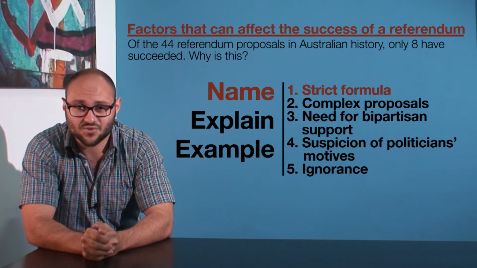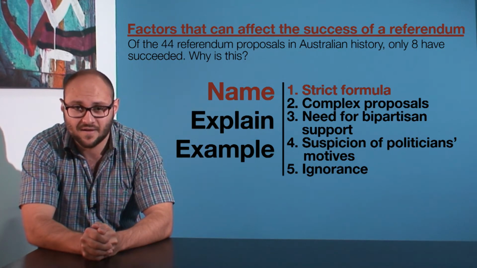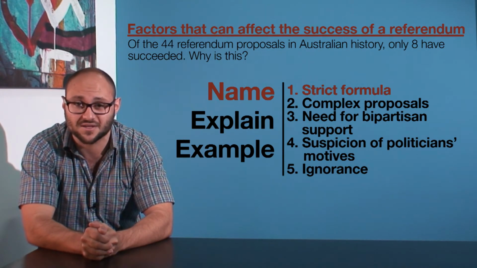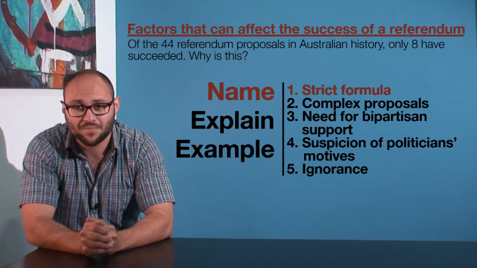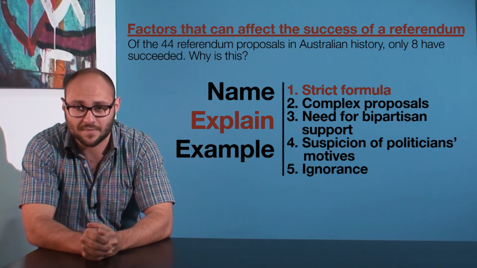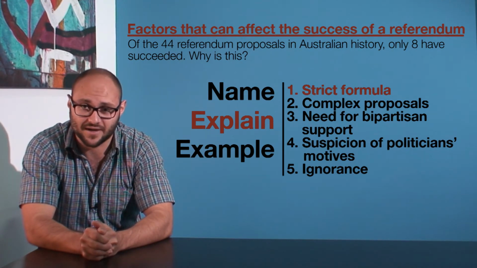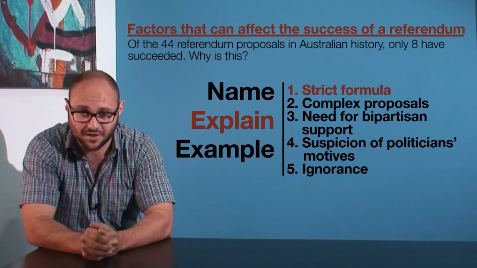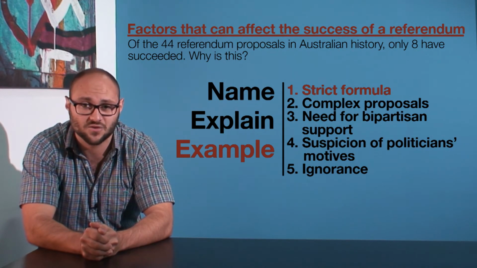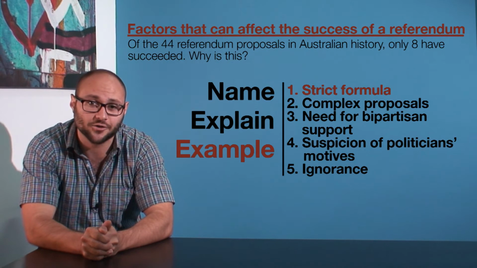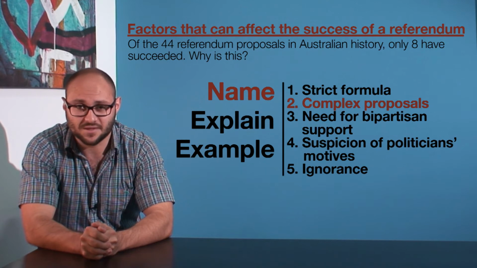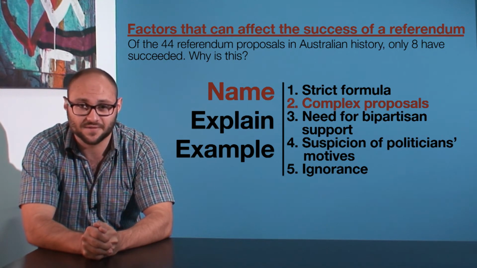Our first reason is the strict formula needed for a referendum to pass. The double majority provision helps to explain why only 8 out of the 44 referendum proposals in Australia's history have actually passed. Double majority means that a majority of voters in a majority of states, as well as the majority of people overall, need to vote yes in a referendum before it will pass. It's a really high threshold. The 1977 simultaneous elections referendum was approved by 62.25% of the overall population, but only 3 out of 6 states. Therefore, it failed.